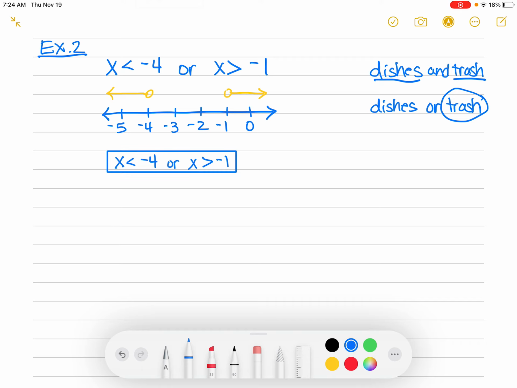Because if I'm picking a number, it can be on either one of those graphs.